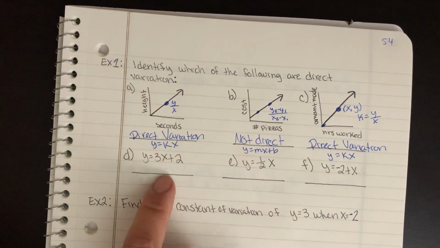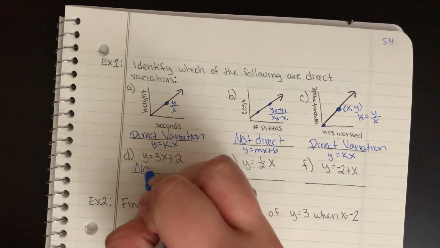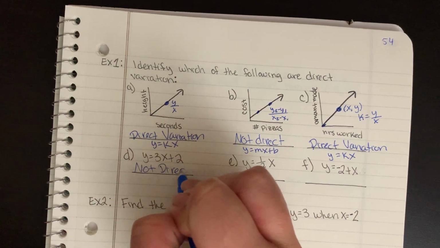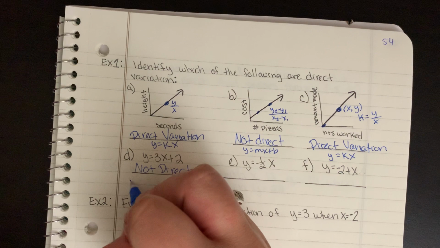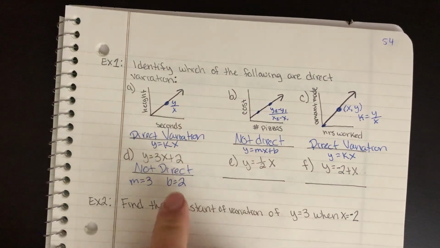So right here, you should be able to tell me that it has a y-intercept of 2, which automatically makes it not direct. It's not proportional, right? Because it has a slope of 3 and a y-intercept at 2. In order for this to be direct variation, it would have to have a y-intercept of 0.